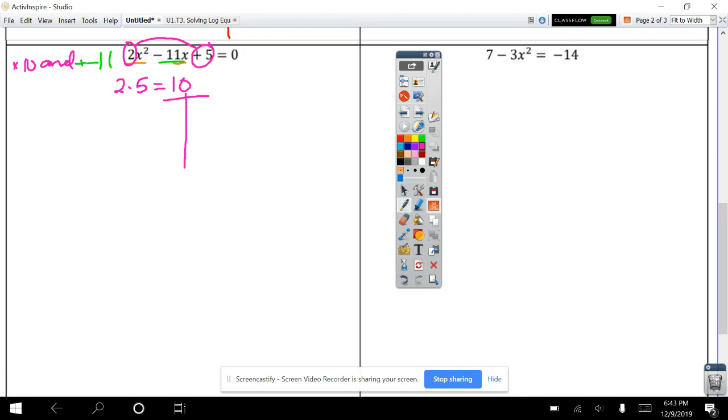Remember, when I multiply 2 and 5, I'm not changing the equation. I'm not rewriting the equation as 2x squared minus 11x plus 10. I'm not rewriting it.